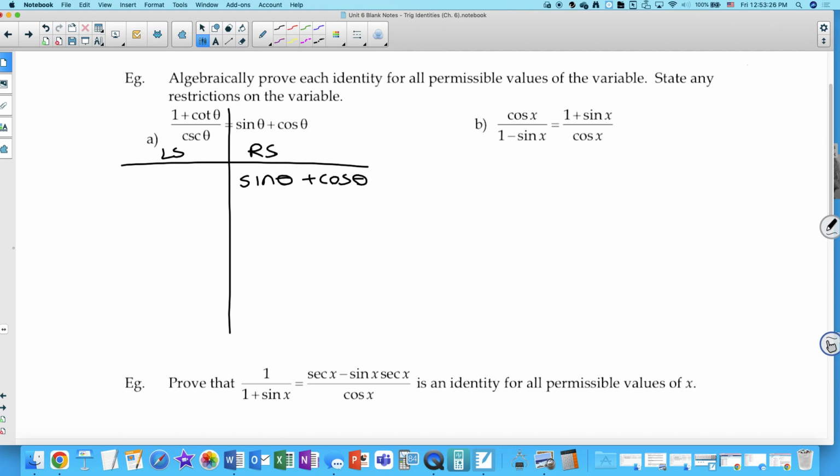Okay? So here's an example. Actually, if you just wrote sine plus cos and didn't write the thetas in, that's kind of what I mean. It's probably a better example than the one that I gave you earlier.